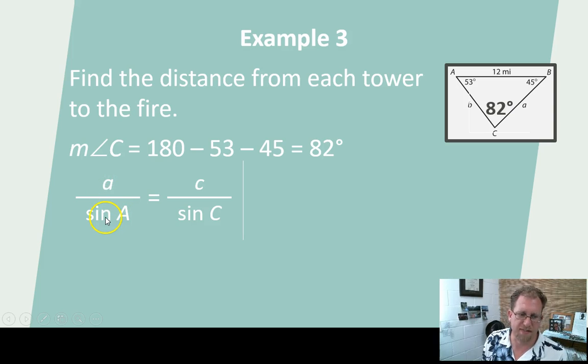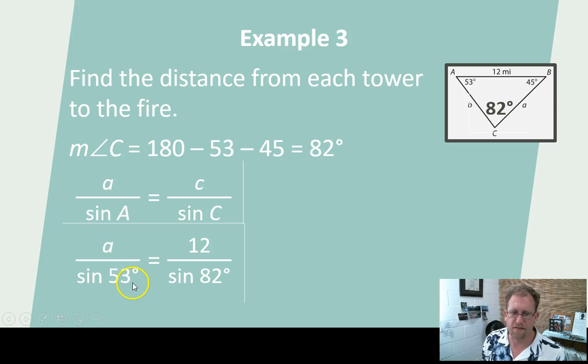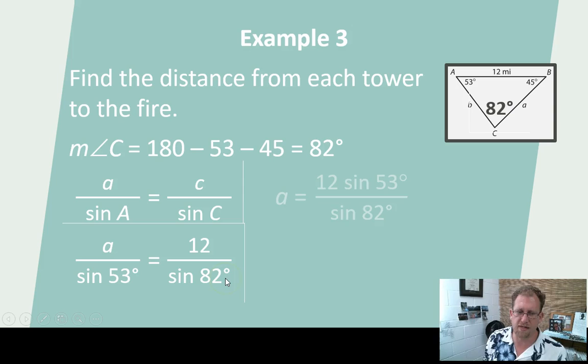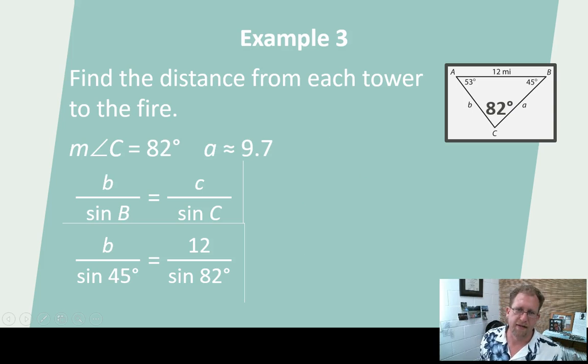So A divided by the sine of A equals C divided by the sine of C: A divided by the sine of 53 degrees equals 12 divided by the sine of 82 degrees. Simplify. A is about 9.7 miles in this case. I'm going to plug that back into the proportionality now to solve for B.